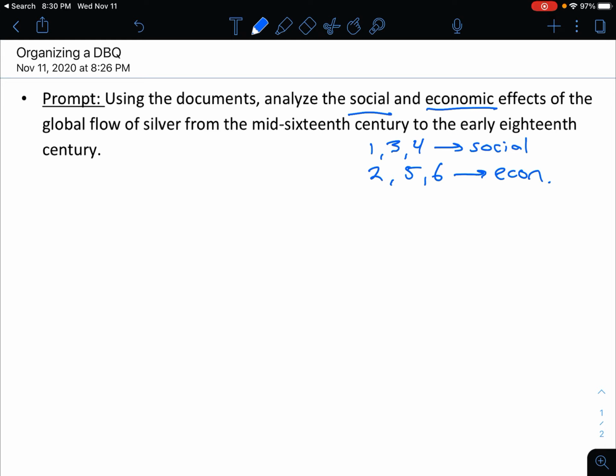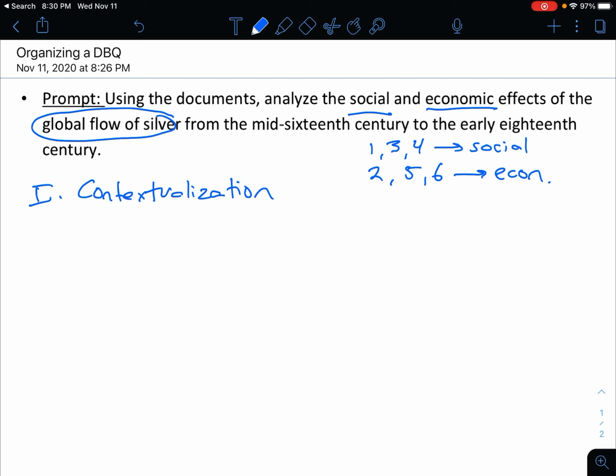So how do I organize my DBQ? So first paragraph, of course, as you guys know, is going to begin with contextualization. So I'm going to set the context, right? And I think I've given you an example of what contextualization might be for this prompt before. I'm talking about maybe why is silver flowing around the world? How did we get to this point, right? Where there are even some effects to analyze, right? So how did we get there?